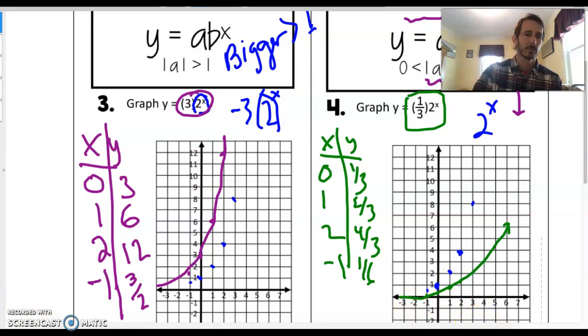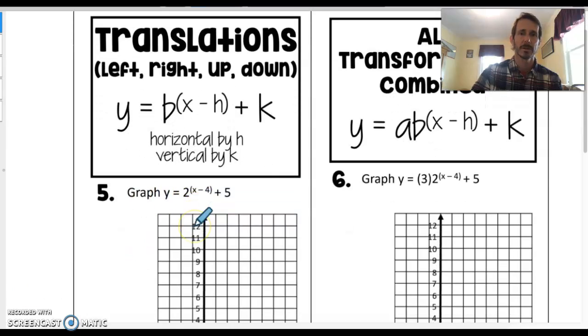All right, one more real situation to look at, and this is translations. We have seen these all year so far. It's your left, right, up, down. Nothing has changed. The thing inside of the parentheses with the x, so up here with the exponent, that's going to be your right and your left transformation, and it's the land opposite, so a minus moves it right, a positive moves it left, and this is your up down, and this is just straight away regular.